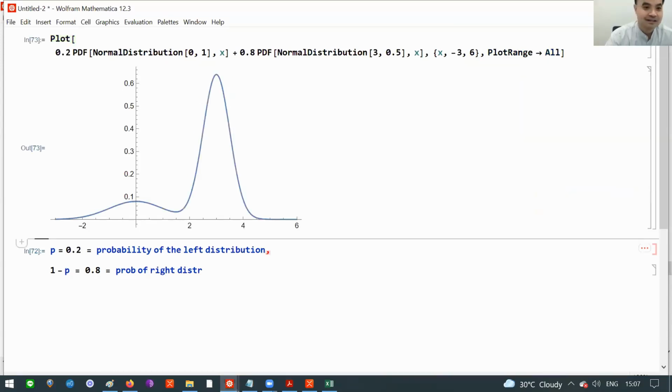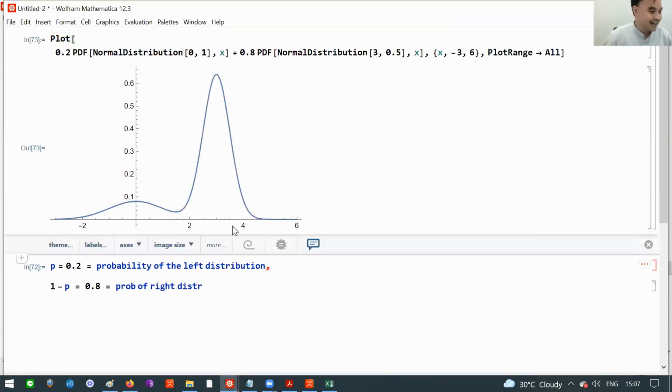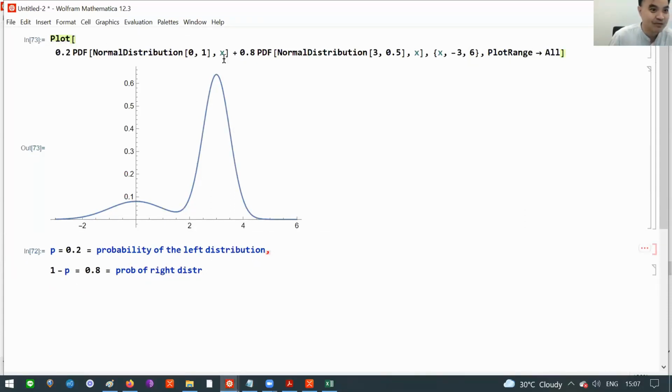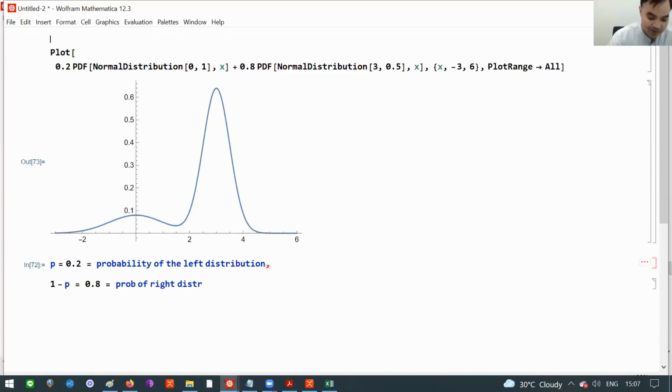Now I'm going to control the mixture. This is not so much fun, is it? So I'm going to manipulate it.